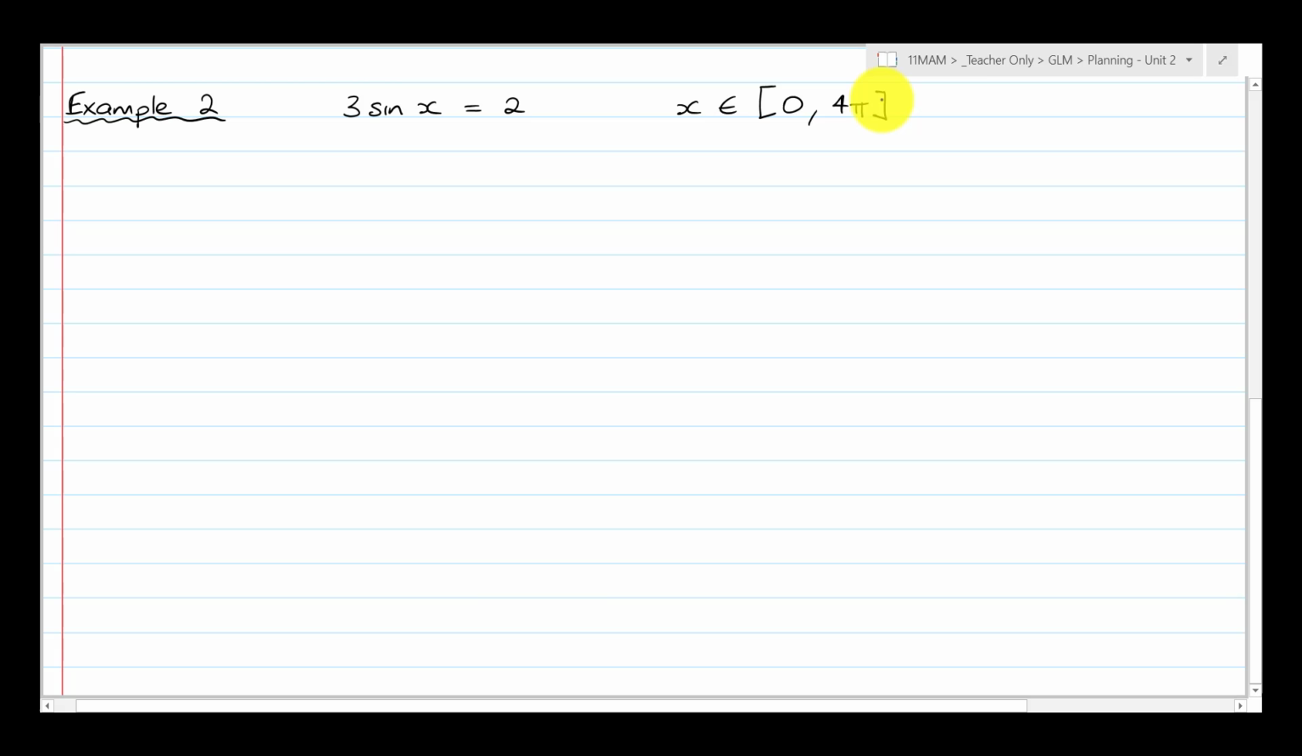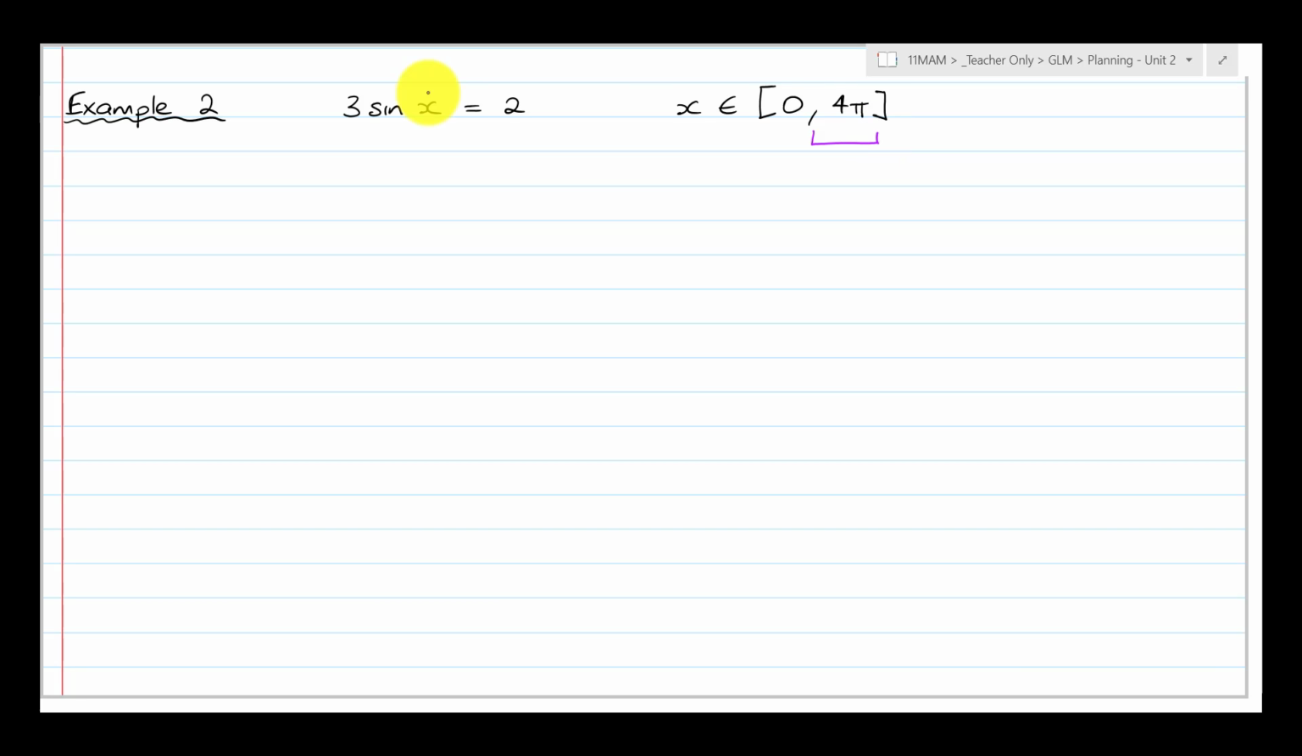Well, welcome back to video 3. So we're here to do it again. This time I've got a slightly more complex example, and let me explain the aspects of this that make it slightly more complex first of all. Firstly, our domain is 2 periods. We've got 0 to 4 pi instead of 0 to 2 pi.